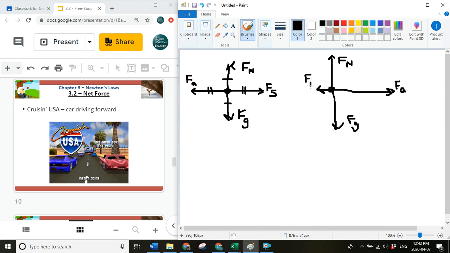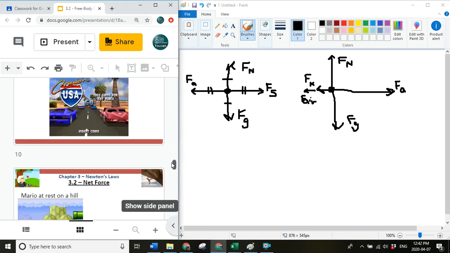Fk. We use Fk for kinetic friction. Because the car is moving, the force of friction is called kinetic friction. There also is probably a very small amount of air resistance in this one. Again, usually we don't need to worry about air resistance. It's so hard to write with this pen. Okay, let's keep going. What do we have here?